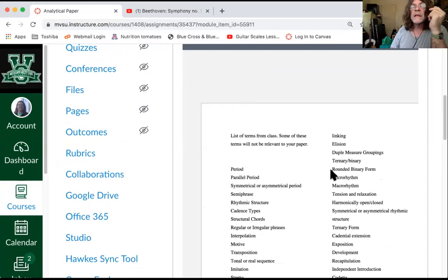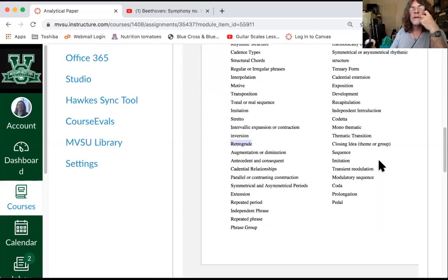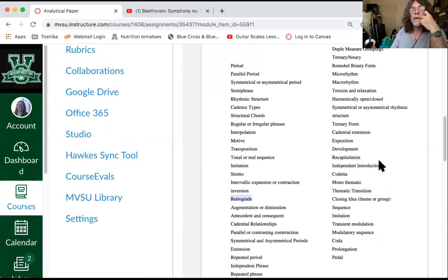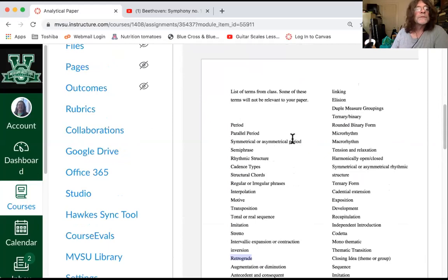You might find something that's rounded binary form, and you should say that. You might find something that's ternary or binary. Ternary is three, binary is two again. So this is just a list of terms to help you out, so you don't have to go searching really hard in the book for terms, but you should be using terms that we've discussed in the course. Don't use other people's terms. Use our book's terms.